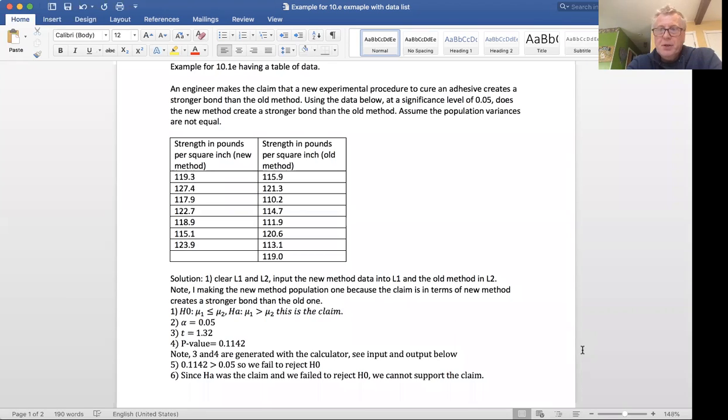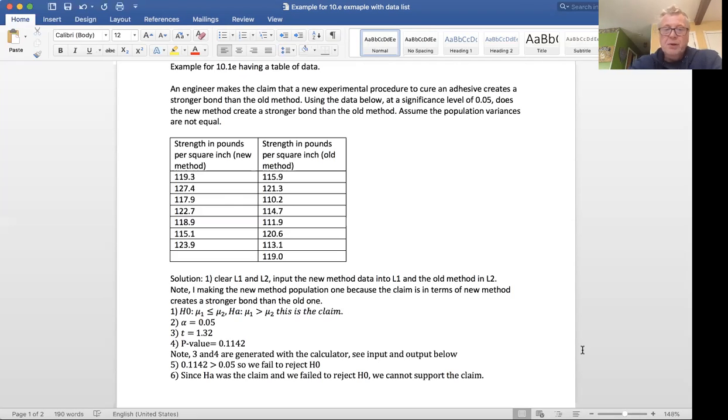So since the population variances are not equal and we don't know what they are, we can basically assume we're going to do a t-test. And in fact, since there are two independent samples, the new method and the old method, if you will, we are going to do a two-sample t-test, and we are not going to pool the variances. Why? Because the population variances are not equal. We're going to assume that.